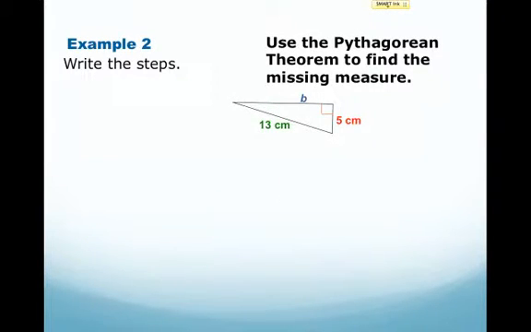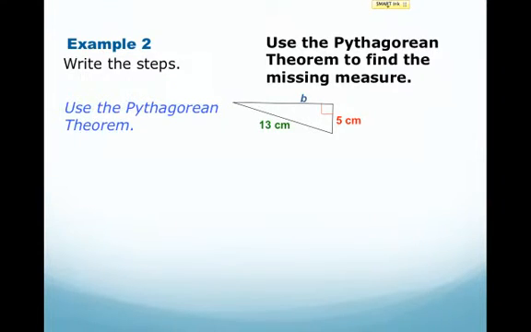Example 2. Use the Pythagorean Theorem to find the missing measure. In this right triangle, the legs are b and 5 centimeters, and the hypotenuse, which is the longest side, is 13 centimeters. An easy way for figuring out where the hypotenuse is: it's always opposite of the right angle.